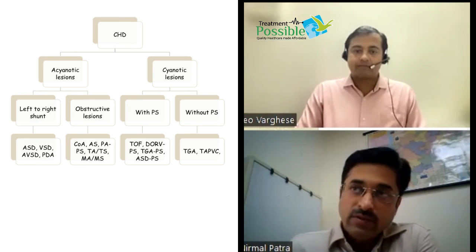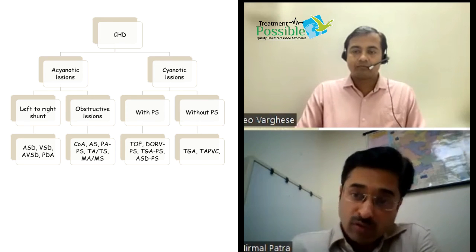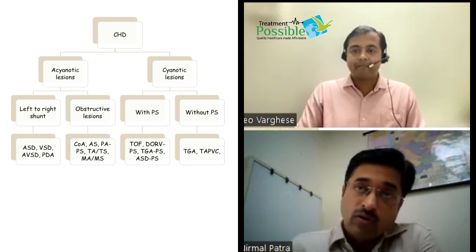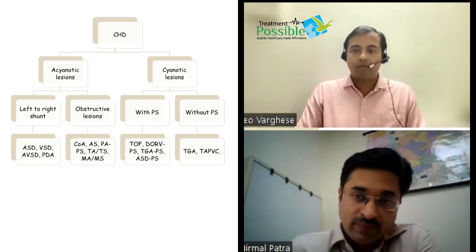In these babies you won't find cyanosis. They are never blue because the blood supply to the lungs is more. So there is more oxygen in the body. Yeah, so more oxygenated blood is going back to the lungs through the septal defect. Got it.